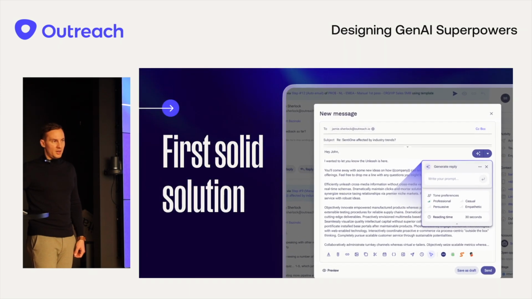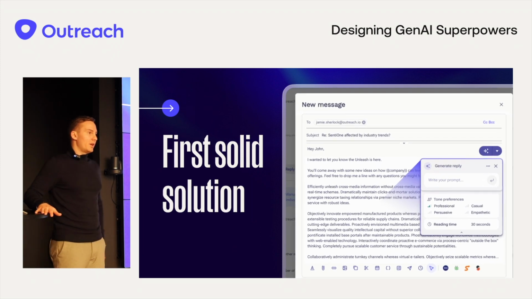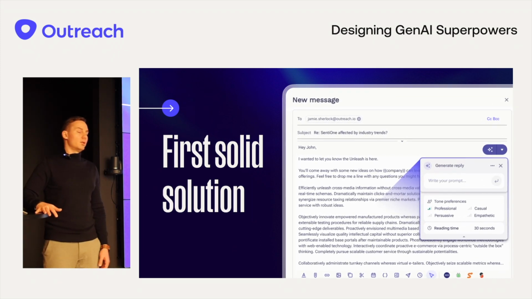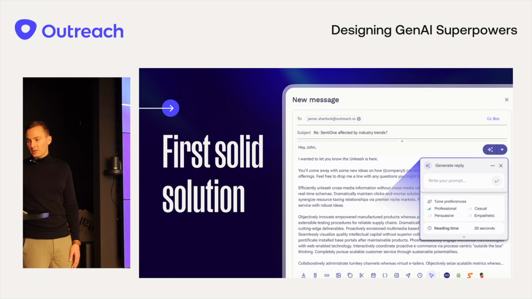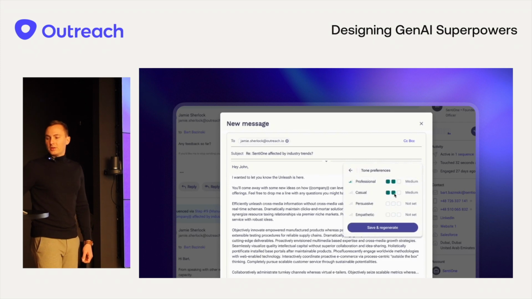So in the first week, we designed around 15 design variations, and this one was the first solid design solution. Basically, we added a split button into the top right corner of the Compose window, and by clicking on the sparkling icons, it will generate an email suggestion, and by clicking on the arrow down, you would access additional functionality like a prompt or tone preferences and reading time. So let me show you the live interactions.